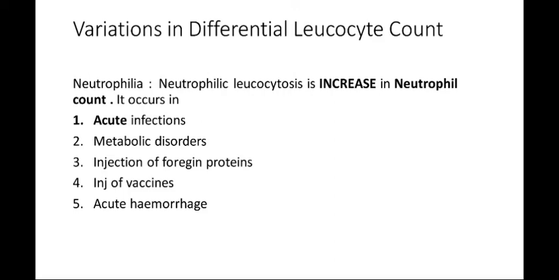Now we will see variations in differential leukocyte count. Differential leukocyte count varies in specific diseases. Number 1, neutrophilia. Neutrophilia or neutrophilic leukocytosis is increase in neutrophil count. It occurs in the following conditions. Number 1, during acute infections. Second, metabolic disorders. Third, injection of foreign proteins. Fourth, injection of vaccines. Fifth, acute hemorrhage. These are the conditions of neutrophilia.